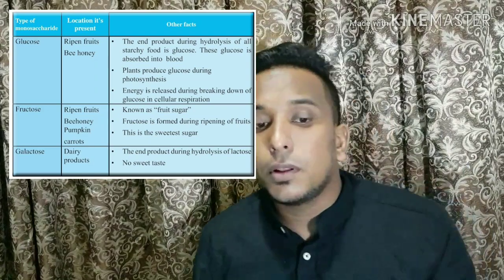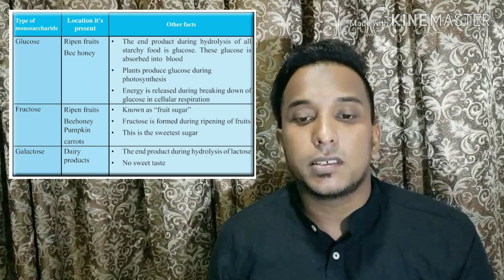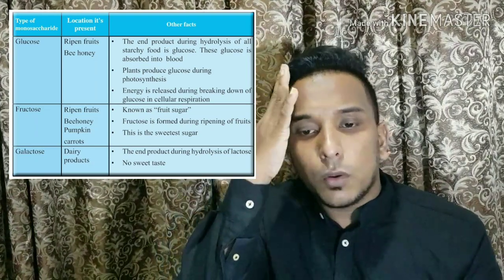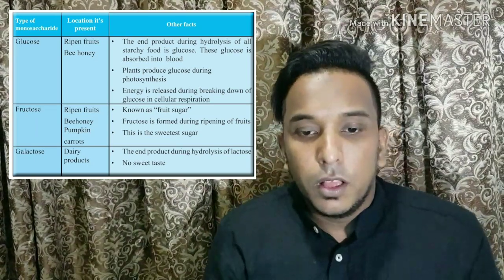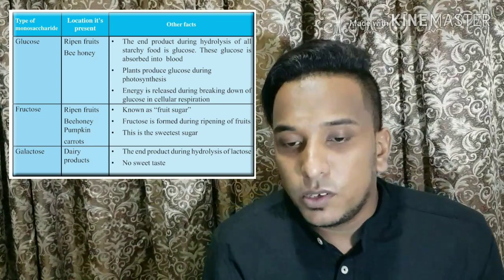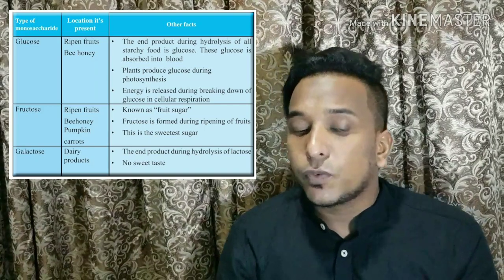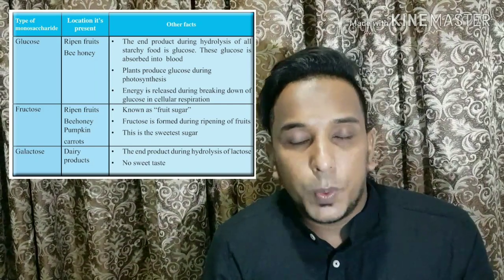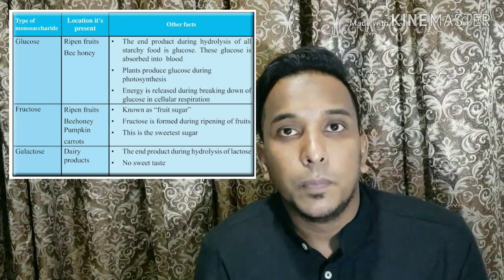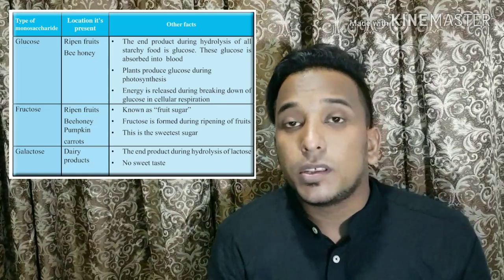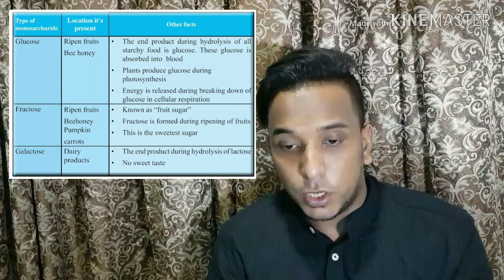Let's go on to the next example, that is fructose, and it's present in ripened fruits, bee honey, pumpkin and carrots, and it is also known as the fruit sugar. Why is it known as the fruit sugar? Because it is present in fruits. And fructose is formed during ripening of fruits. This is the sweetest sugar. So among glucose, fructose and galactose, the sweetest sugar is fructose. This also can come in one of the questions: what is the sweetest monosaccharide? The answer will be fructose.